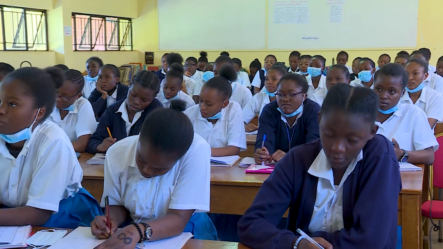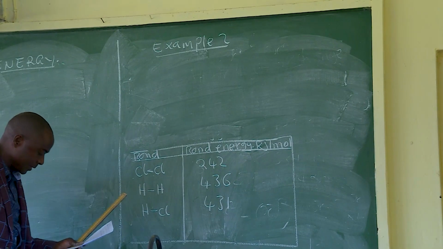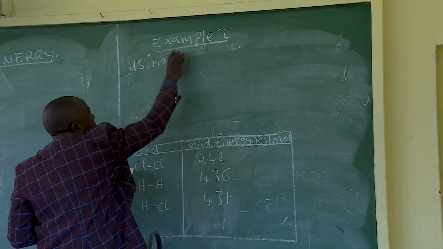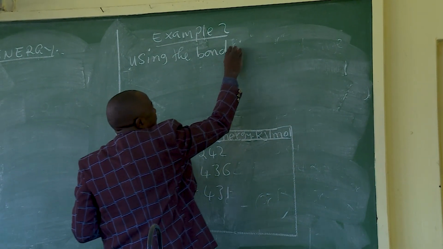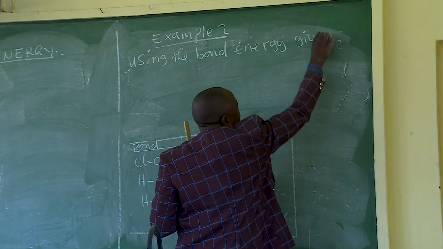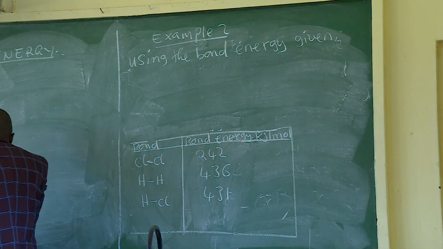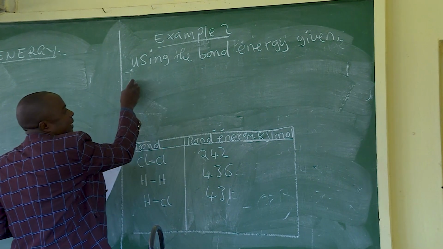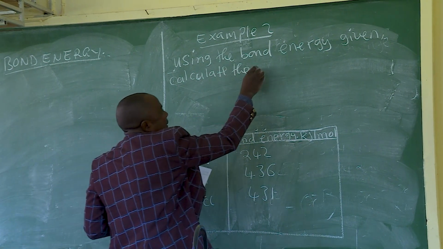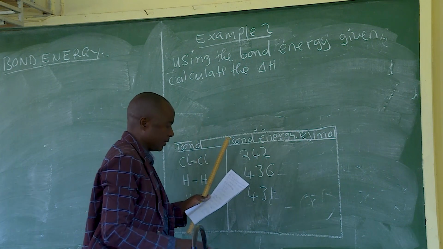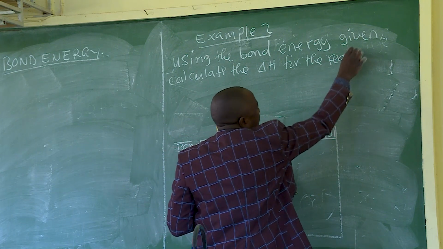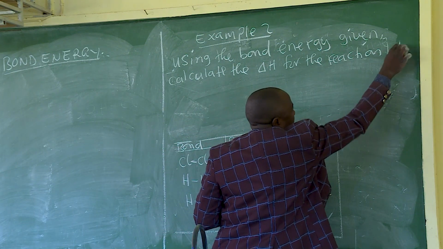Example 2. The question reads, using the bond energy given, calculate the delta H, the enthalpy change, for the reaction below.